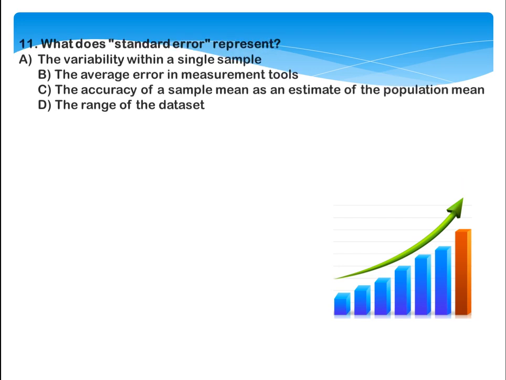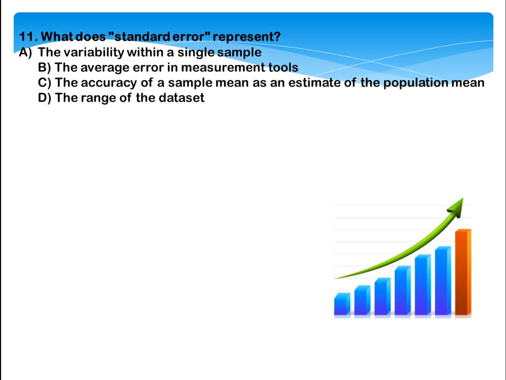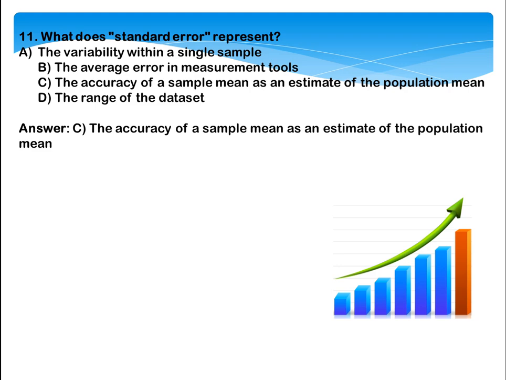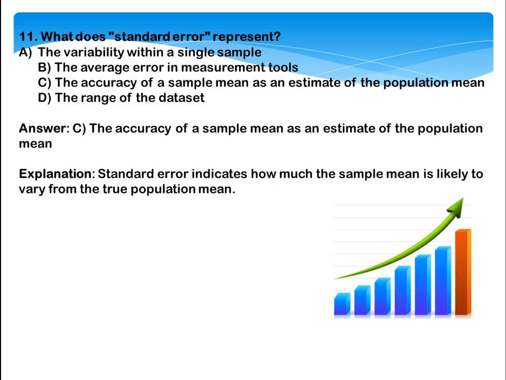11. What does standard error represent? A. The variability within a single sample. B. The average error in measurement tools. C. The accuracy of a sample mean as an estimate of the population mean. D. The range of the dataset. Answer. C. The accuracy of a sample mean as an estimate of the population mean. Explanation. Standard error indicates how much the sample mean is likely to vary from the true population mean.